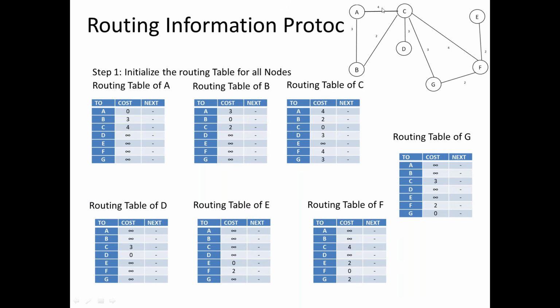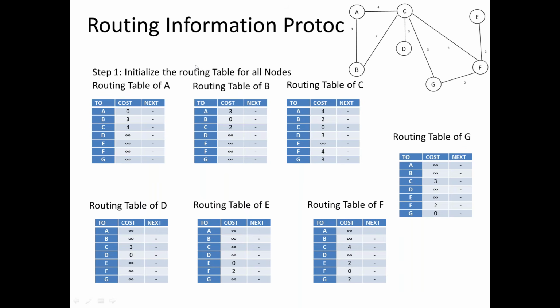So see here, A is connected with C with a cost of 4, and all the remaining nodes like D, E, F, and G are not directly connected. So the cost of those nodes from A will be considered as infinity. Likewise, we have done the same thing for B, C, D, E, F, and G. For all the remaining nodes, if the node is directly connected with the corresponding node, the cost will be entered. Otherwise, we will place an infinity symbol.